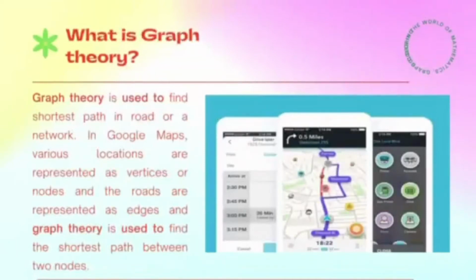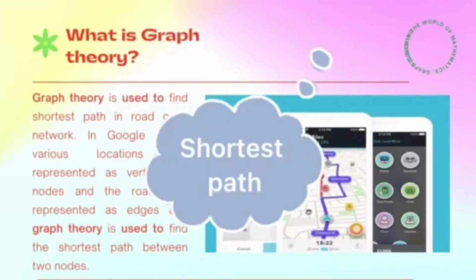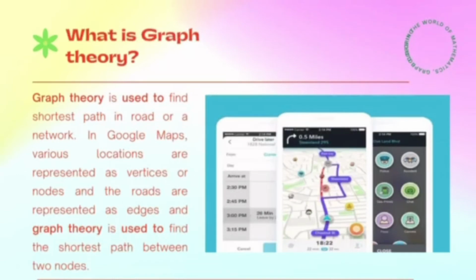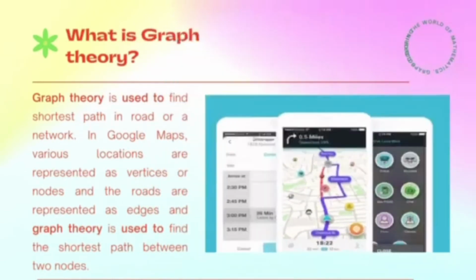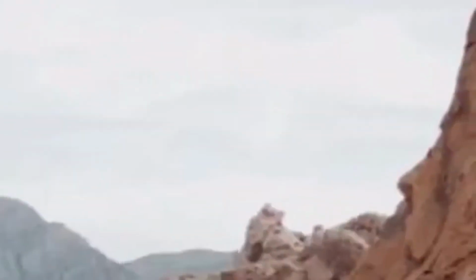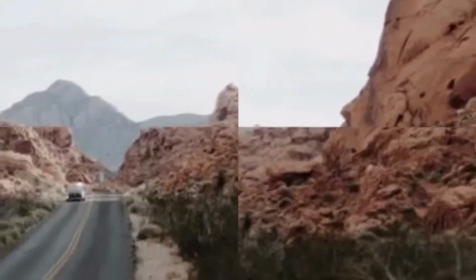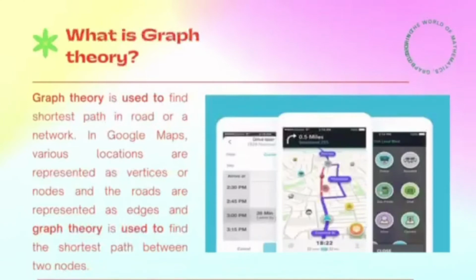Graph theory is used to find the shortest path in a road or a network. For example, in Google Maps, various locations are represented as vertices or nodes, and the roads are represented as edges, and graph theory is used to find the shortest path between two nodes.